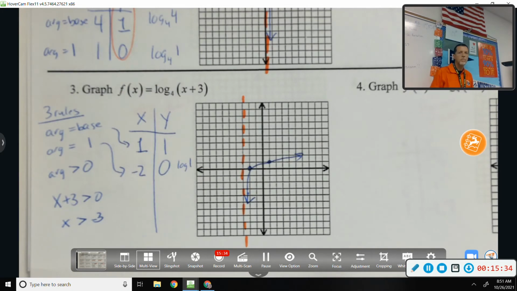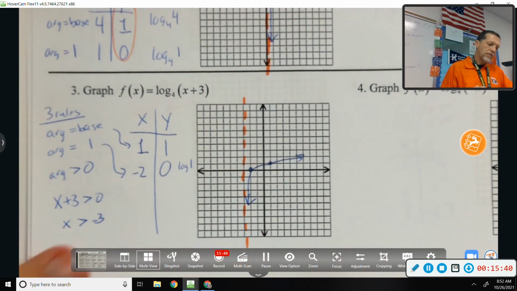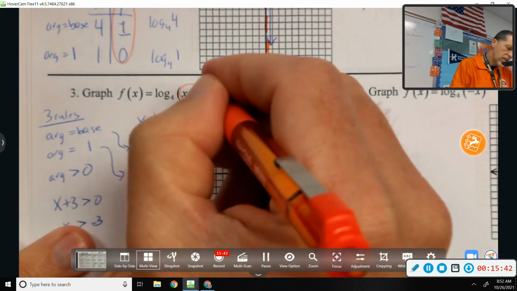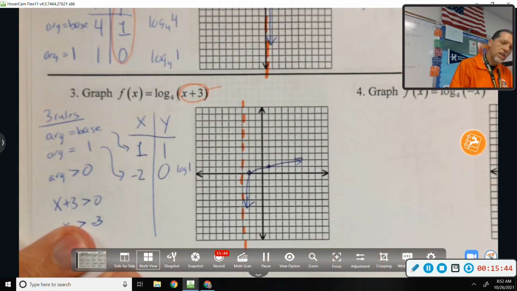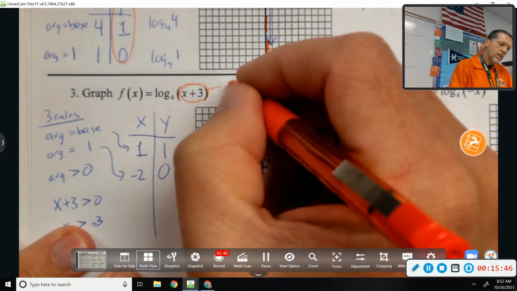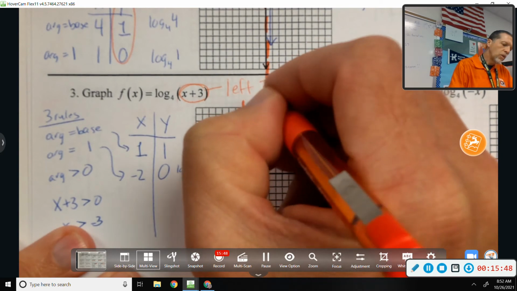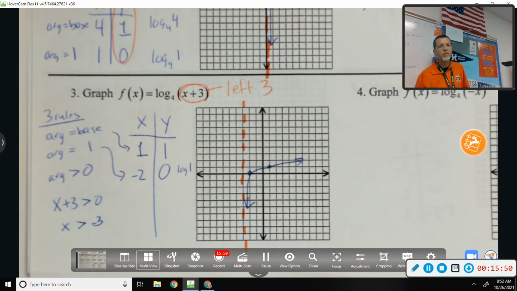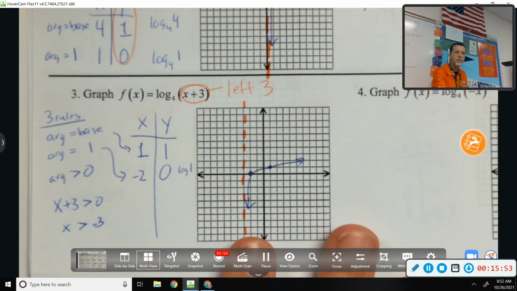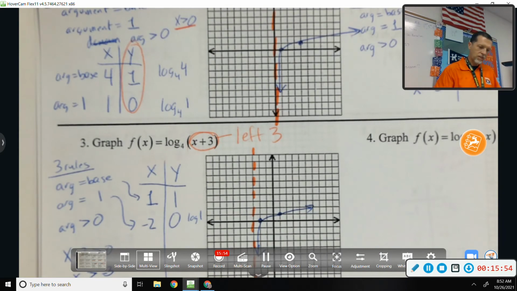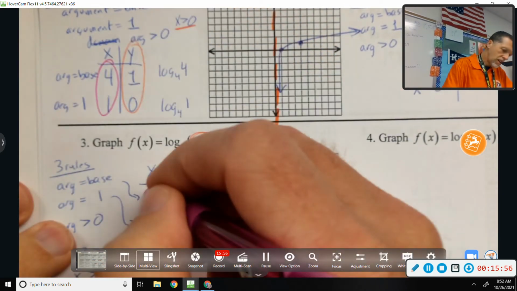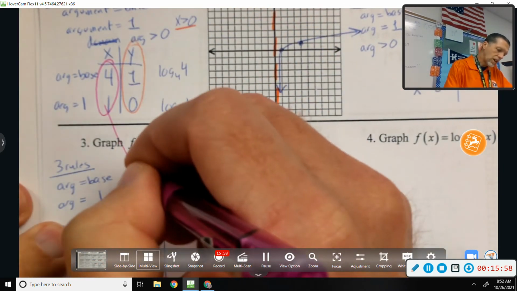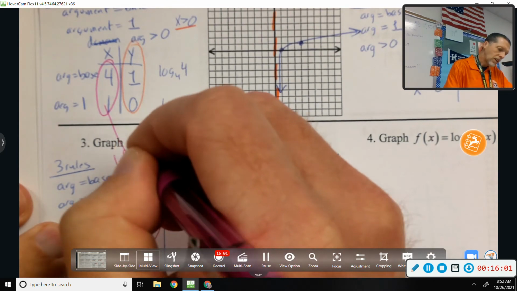All right, parent function experts, which by the way is all of you. How does this graph differ from the parent function? That one is left 3. So which coordinate would change if we're going left? X. So now compare the x coordinates. We went left 3 to get there.